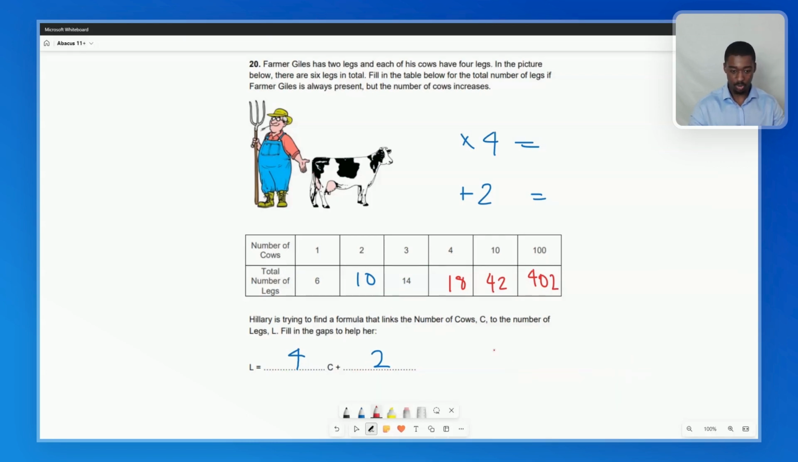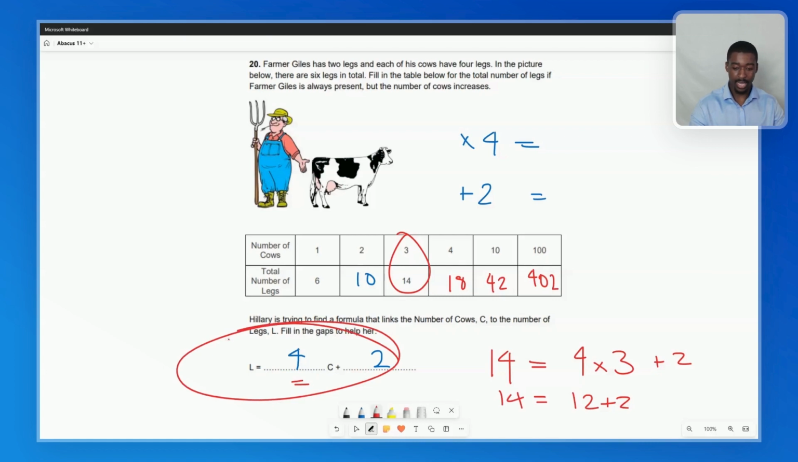So here, writing this out, we have L equals 14, number of legs in total. And this should equal 4 times C, number of cows, which is 3, add 2. And indeed, 14 equals 4 times 3, which is 12, plus 2. So our formula is correct. L equals 4C, 4 times the number of cows, plus 2.